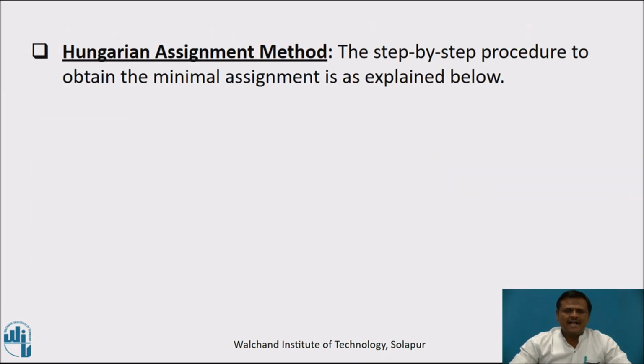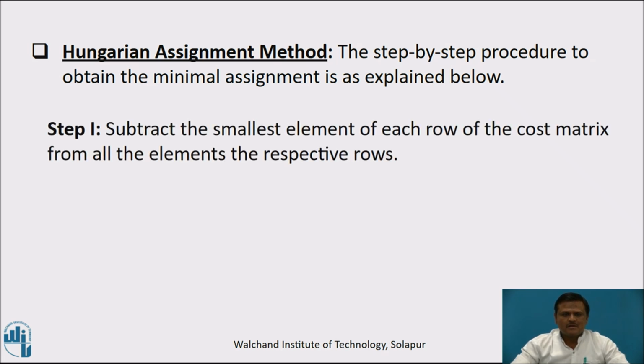Now we use the Hungarian assignment method to obtain the optimal solution to the given assignment problems. The Hungarian assignment method is a step-by-step procedure to obtain the minimal assignment, which is explained as below. There are about 7 to 8 steps in this particular method. Let us discuss and describe each step one by one in detail.